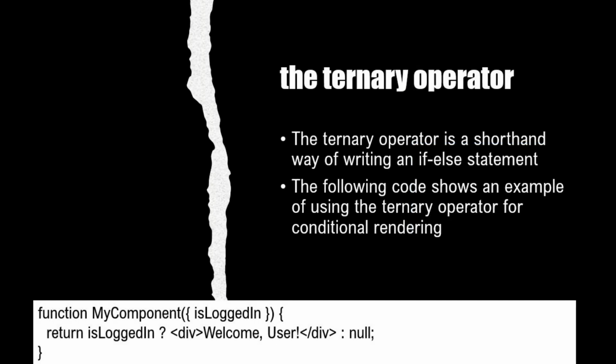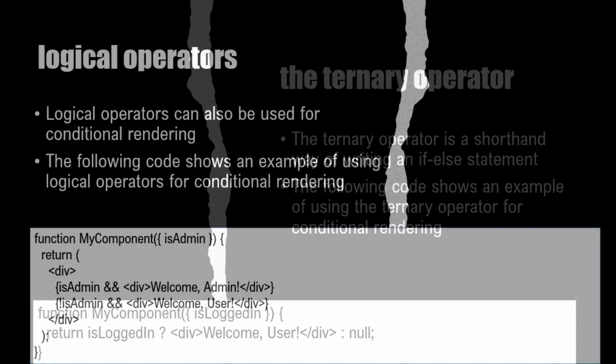The ternary operator is a shorthand way of writing an if-else statement. The following code shows an example of using the ternary operator for conditional rendering. JavaScript. function MyComponent(isLoggedIn). Return isLoggedIn ? <div>Welcome user</div> : null.